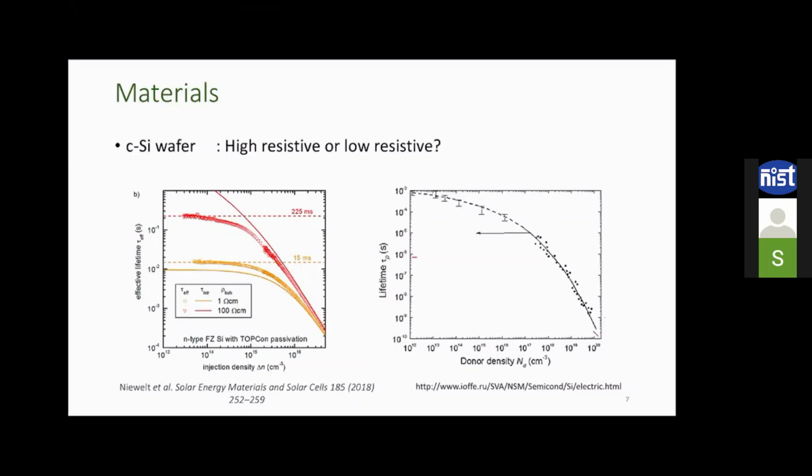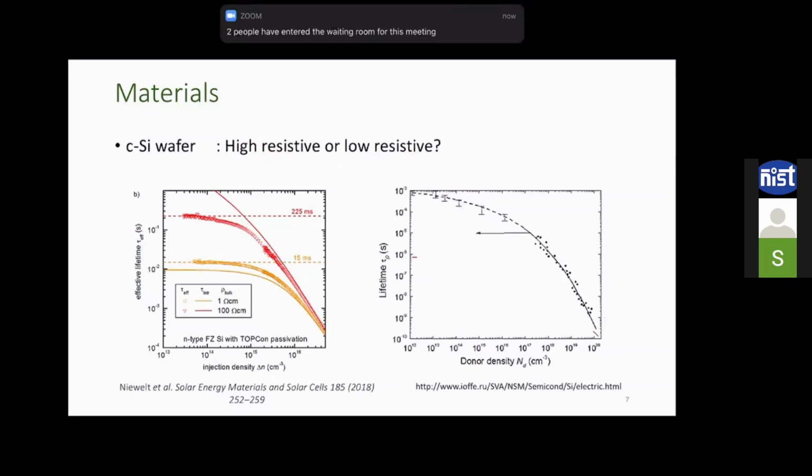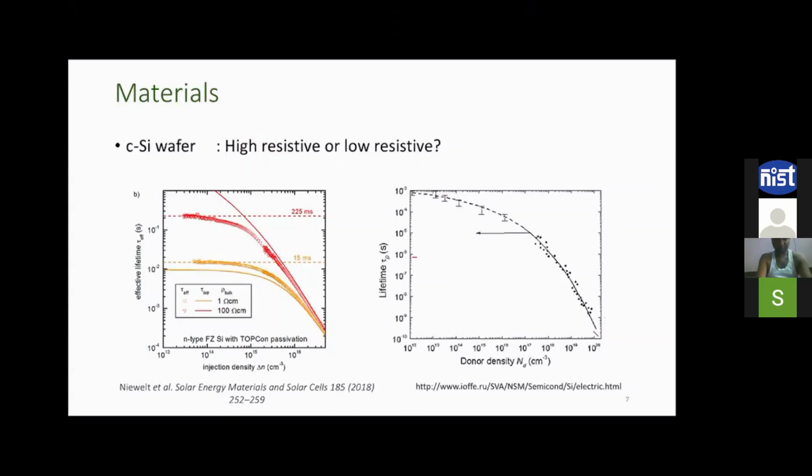Okay, now the question arises, if you are looking for fabricating a high efficiency solar cell, which kind of wafer you are going to choose? Are you going to use high resistive wafer, or you will go for a low resistive one? What do you think? So at this point, it appears that going for a high resistive wafer would be good because it is giving you high effective carrier lifetime. But in practical, this is not the case.